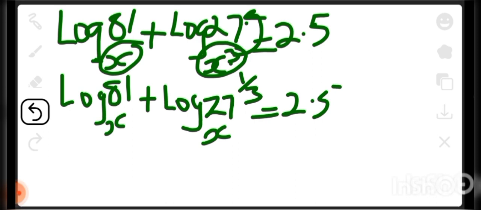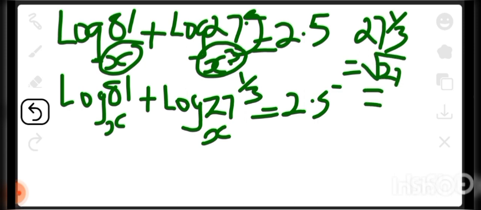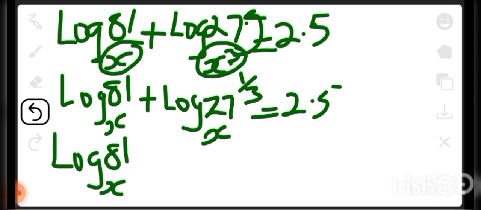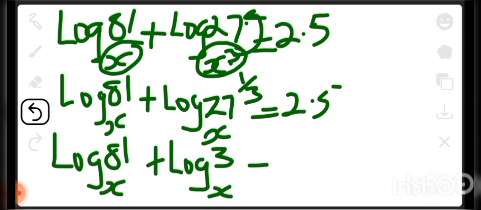The next thing, what is the cube root of 27? This 27 raised to power 1 over 3 means the cube root of 27, which is 3. I already explained that. If you find the cube root, it means which number, raised to power 3, will give 27. That's the meaning of this. That number is 3. You can also use a calculator to find the cube root of 27. It will be 3. So I'm going to write it like that. We're going to have log 81 to base x plus log 3 to base x is equal to 2.5.